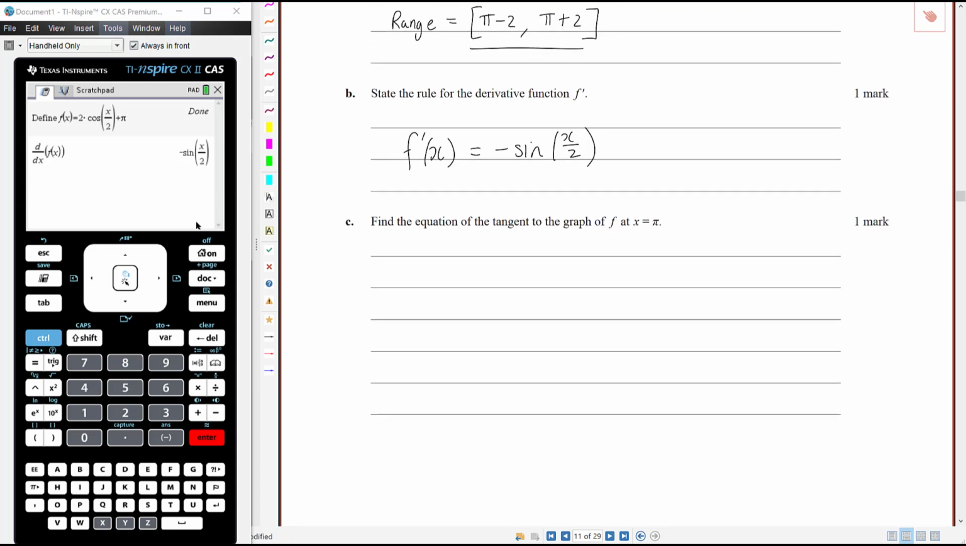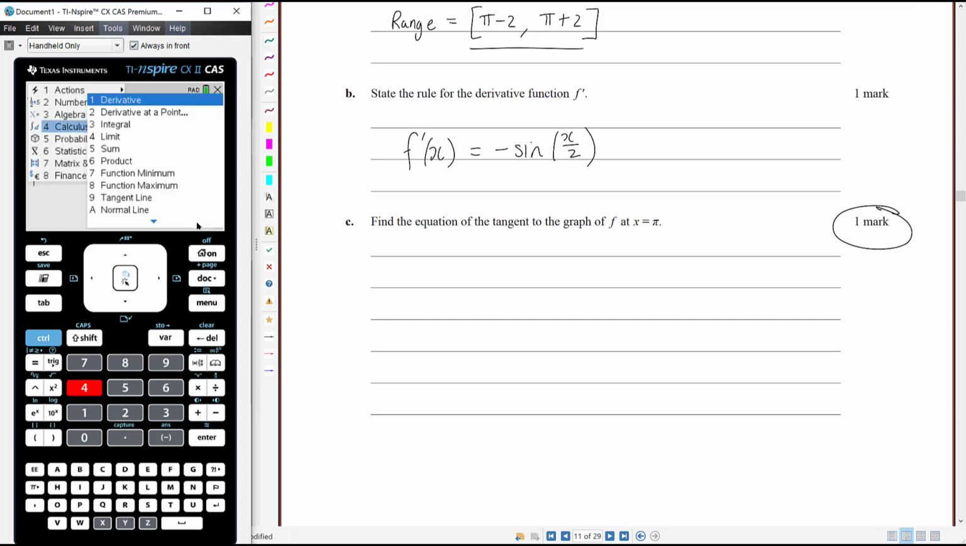Find the equation of the tangent to the graph of f at x equals pi. Now, this is a 1 mark question, and I want you to see that. They've given you lots of lines here for those of you that want to do this by hand, but your CAS does this very easily. I don't know why, but it doesn't matter how many times I tell my students your CAS can find an equation of a tangent really easily, they still always insist on doing these by hand. There's no benefit here. You want to save time wherever you can.